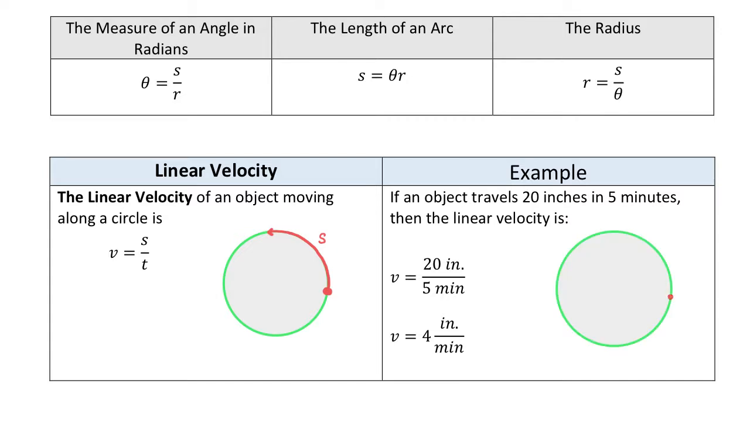Let's illustrate this problem using a circle. So here we have an object, and this object travels 20 inches along this circle. We find the linear velocity by dividing 20 inches by 5 minutes. The linear velocity is 4 inches per minute. This means that every minute the object travels 4 inches.